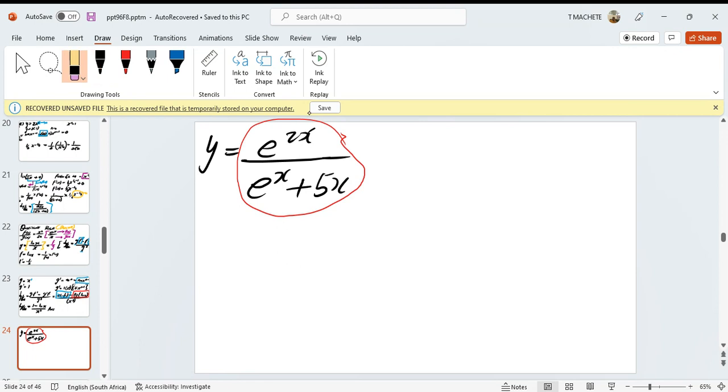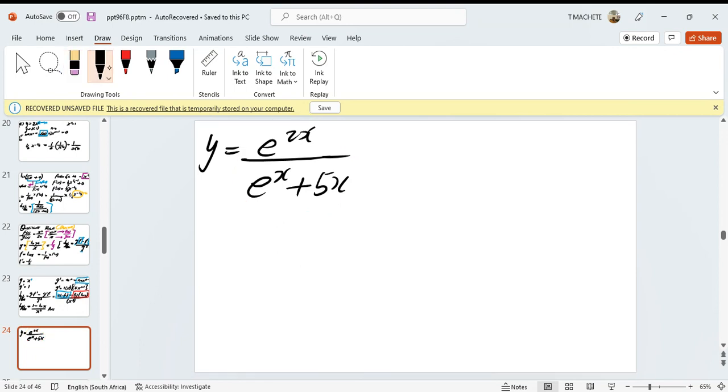You can't divide. So this is what you're gonna do. You're gonna use quotient rule. So you can't divide, meaning the top one is your f, the bottom one is your g. Then you identify your f and your g. So let's write them down.